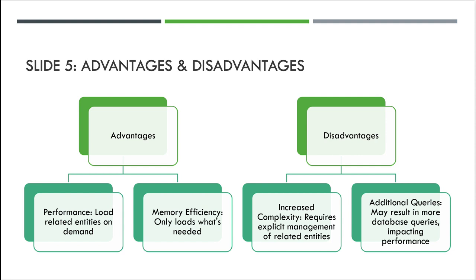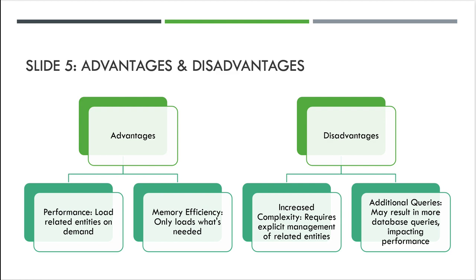But it also has disadvantages. It will increase the complexity of your code. You have to manage the loading of related entities manually, which can complicate your code. Also, additional queries: if not handled properly, explicit loading may result in more database queries, which could slow down and negatively impact the performance. So before you choose this technique, evaluate your application-specific needs and performance requirements to make the right decision.